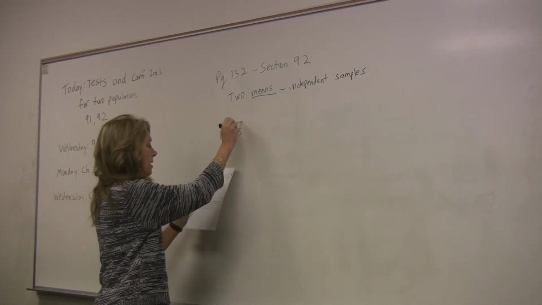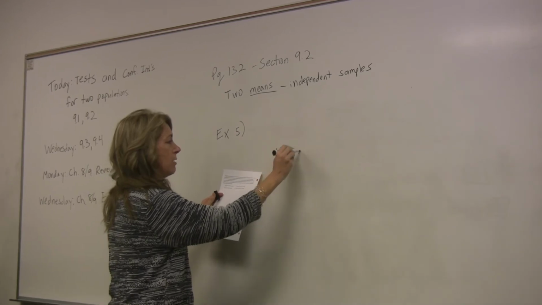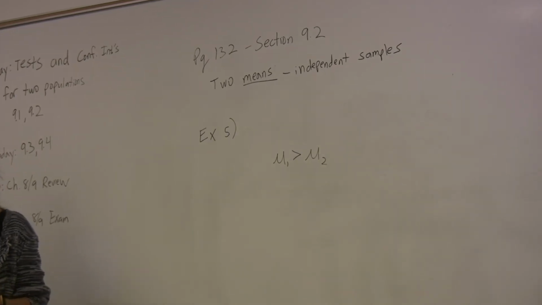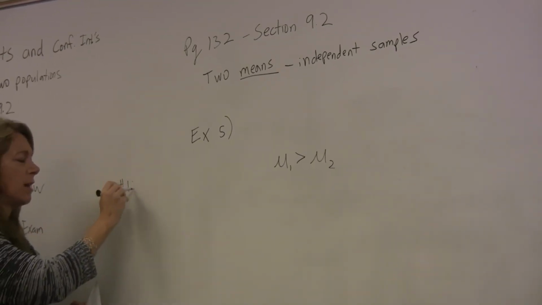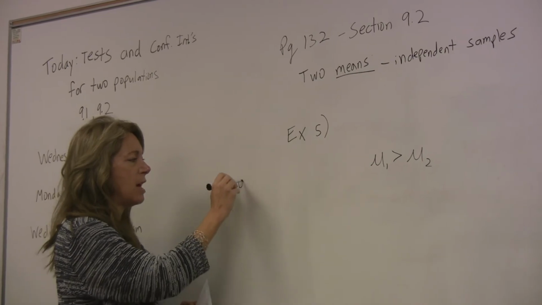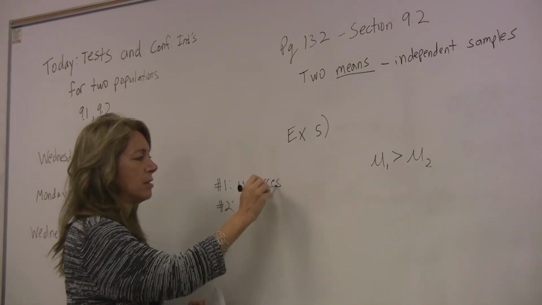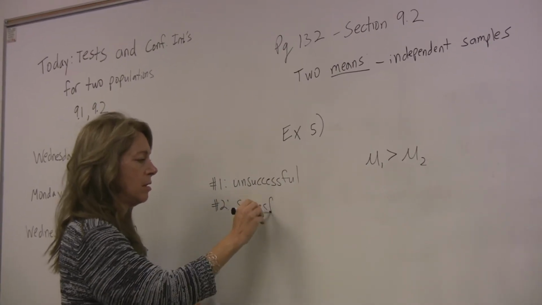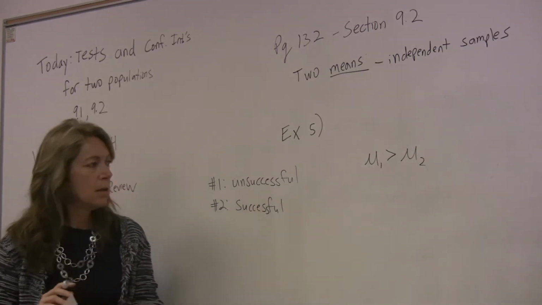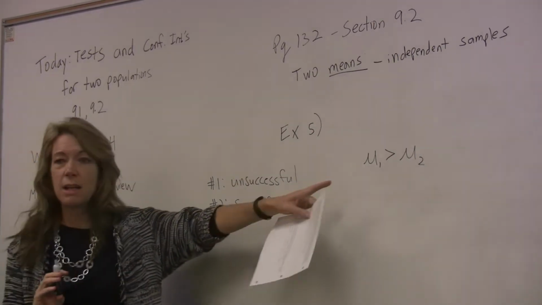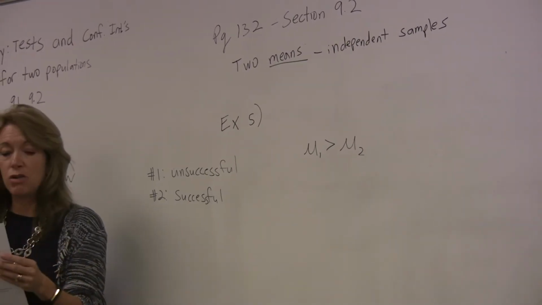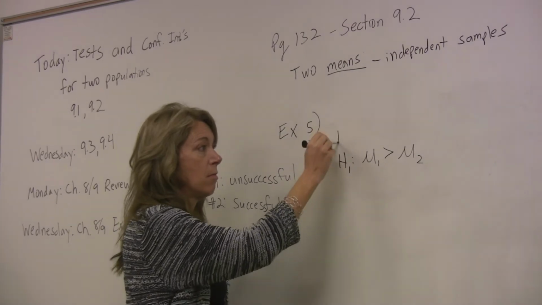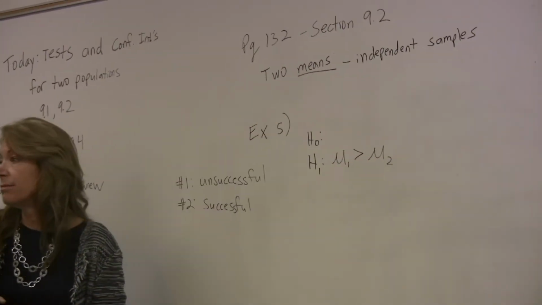Example 5. mu1 greater than mu2, where number 1 is which group? Unsuccessful. We want to make sure we're clear, otherwise everything will get mixed up. So the unsuccessful, and the successful. Oh, I spelled it wrong. Make sure we know which one is which. We agree that's the claim? We have a greater mean age. That's my H1. So what's my H0? Equals.